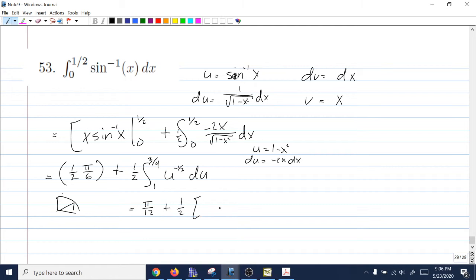Integral of that is root u, u to the 1 half times 2. The 2 goes away, or the 2 cancels with that 1 half. So it's just u to the 1 half needing to be evaluated from 3/4 to 1, or from 1 to 3/4. I got pi over 12 plus root 3 over 2 minus 1. Cool.